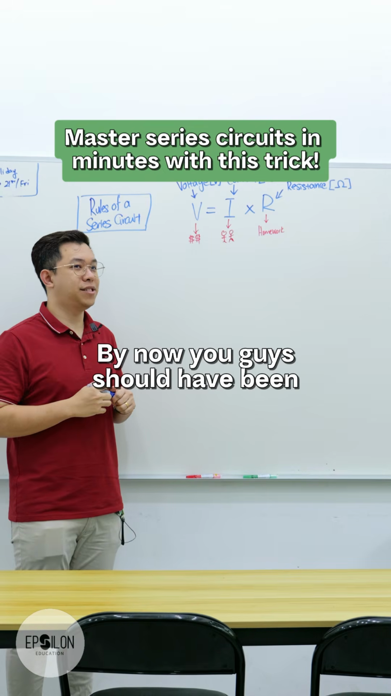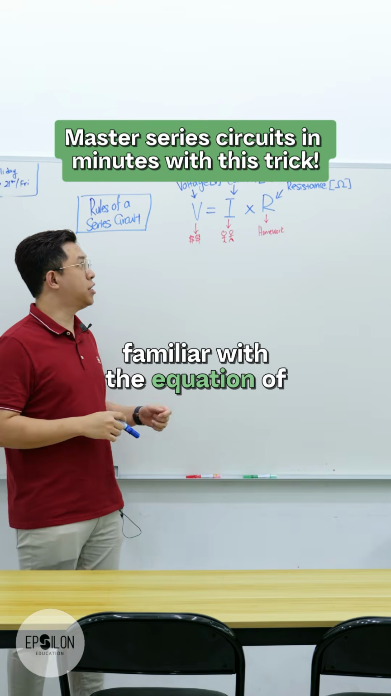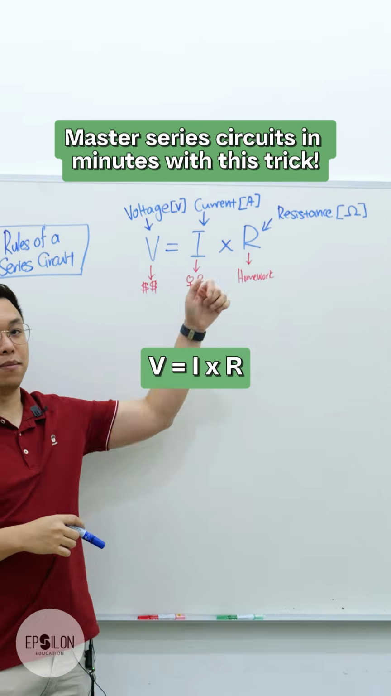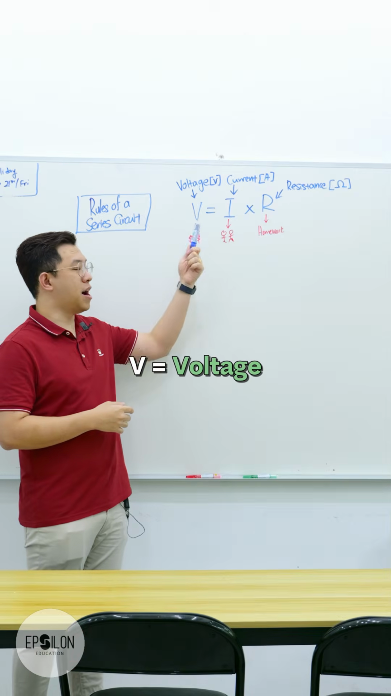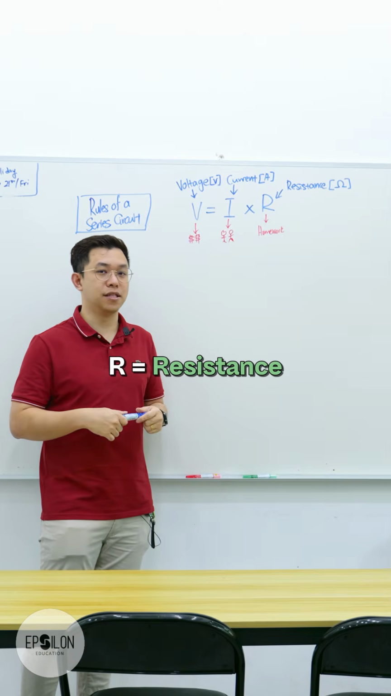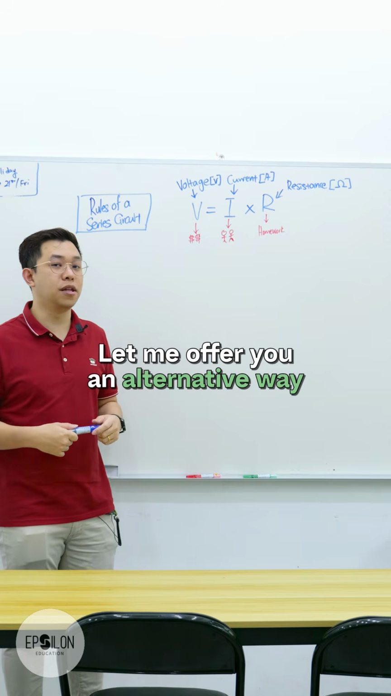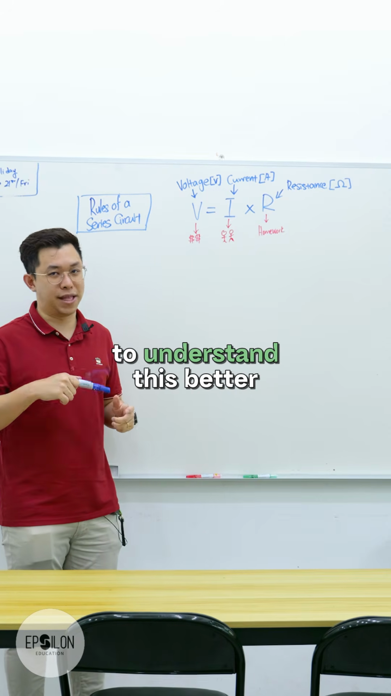By now, you guys should have been familiar with the equation of V equals I times R, V being voltage, I current, and R your resistance. Let me offer you an alternative way to understand this better.